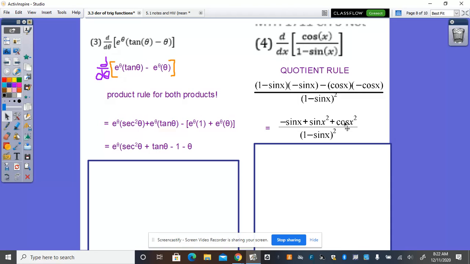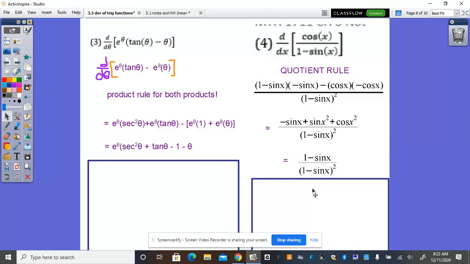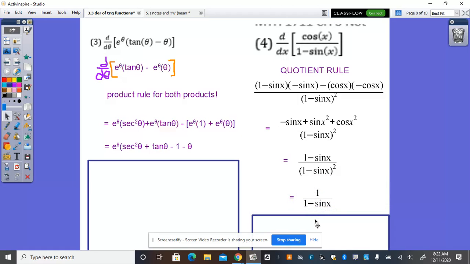And I don't know if you guys remember an identity, but sine squared of x and cosine squared of x, when you add them together, it just equals 1. So I can rewrite this numerator as this 1 in front minus sine x. And then the denominator is 1 minus sine x squared. So we could cancel 1 minus sine x with a 1 minus sine x squared. And there is your final answer for number 4.